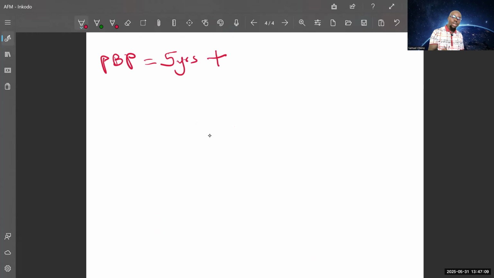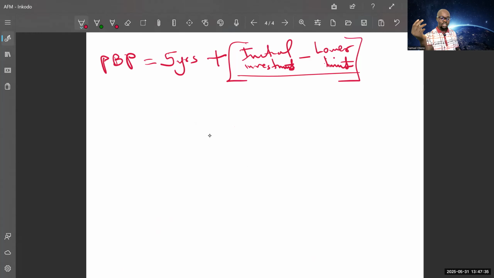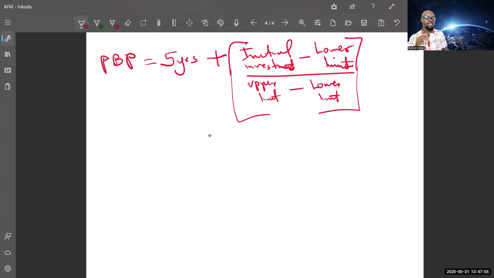To get the fraction, we are going to compare. We just pick the initial investment amount, because that is what we intend to recover. And once we pick the initial investment, we deduct the lower limit, and I want you to introduce some bracket here. Then whatever amount we've gotten as the difference, we divide by upper limit minus lower limit. This bracket, in fact, should cover everything. I made it a bit shorter. Like that. That gives us the fraction of year number 6.